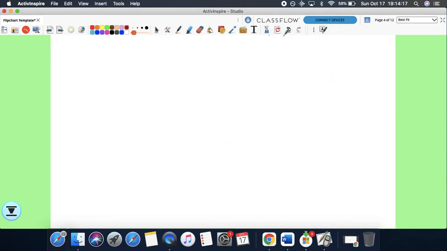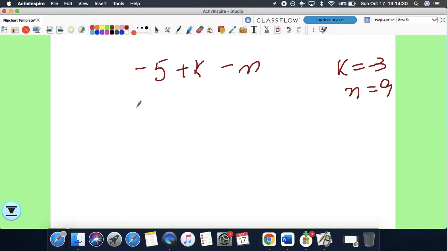A little bit longer expression. Negative 5 plus k minus n. So k is negative 3. n equals 9. And we can substitute. So negative 5 plus k. So k is negative 3, so I'll put it in parentheses like that. Minus 9, which is 9.